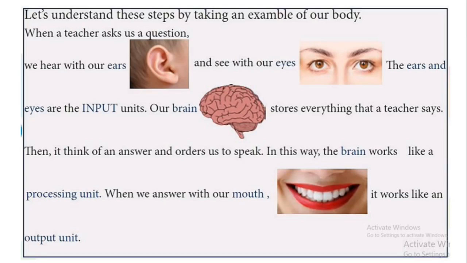And after the result we got, our mouth helps us to speak. So when we answer with our mouth, it works like an output unit. While comparing with our body, our ears and eyes are the input parts, our brain is the processing part, and our mouth is the output unit. So this is an example.